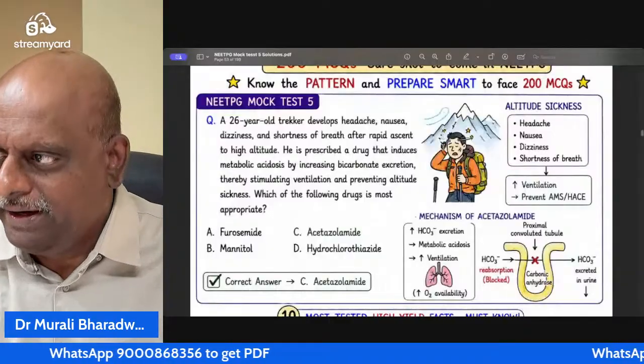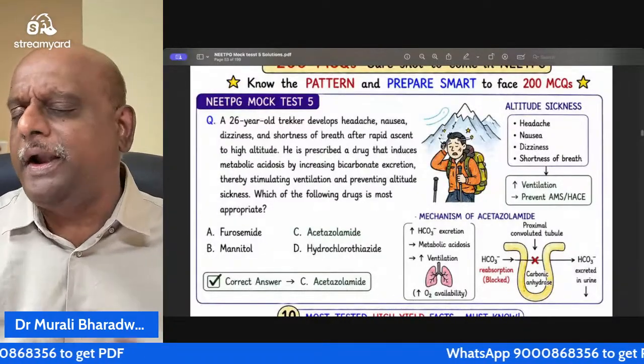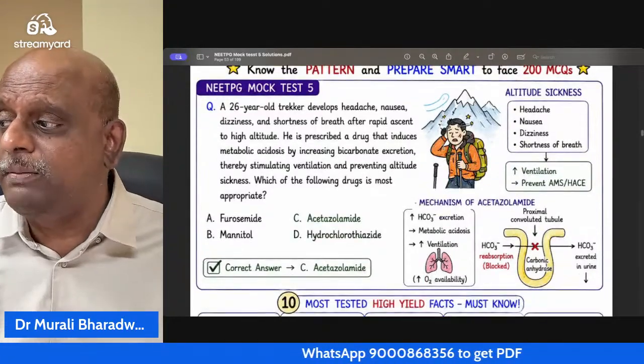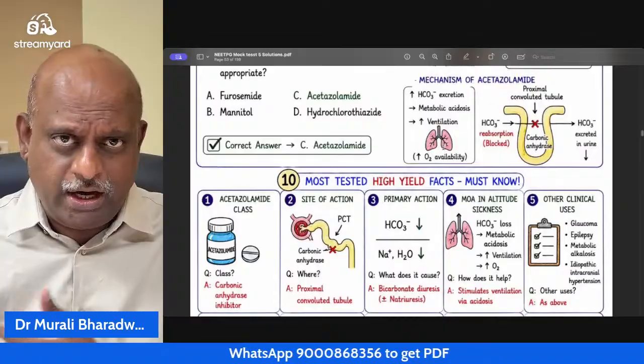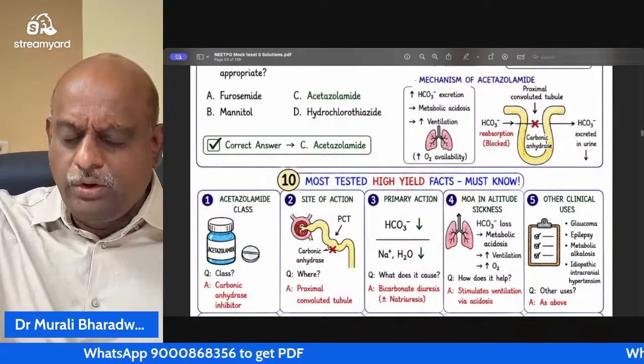A 26-year-old develops headache, nausea, giddiness. We give acetazolamide to treat the mountain sickness. How does acetazolamide act? Acetazolamide is a carbonic anhydrase inhibitor. It will cause bicarbonaturia. Once bicarbonate is lost into urine, patient develops acidosis.